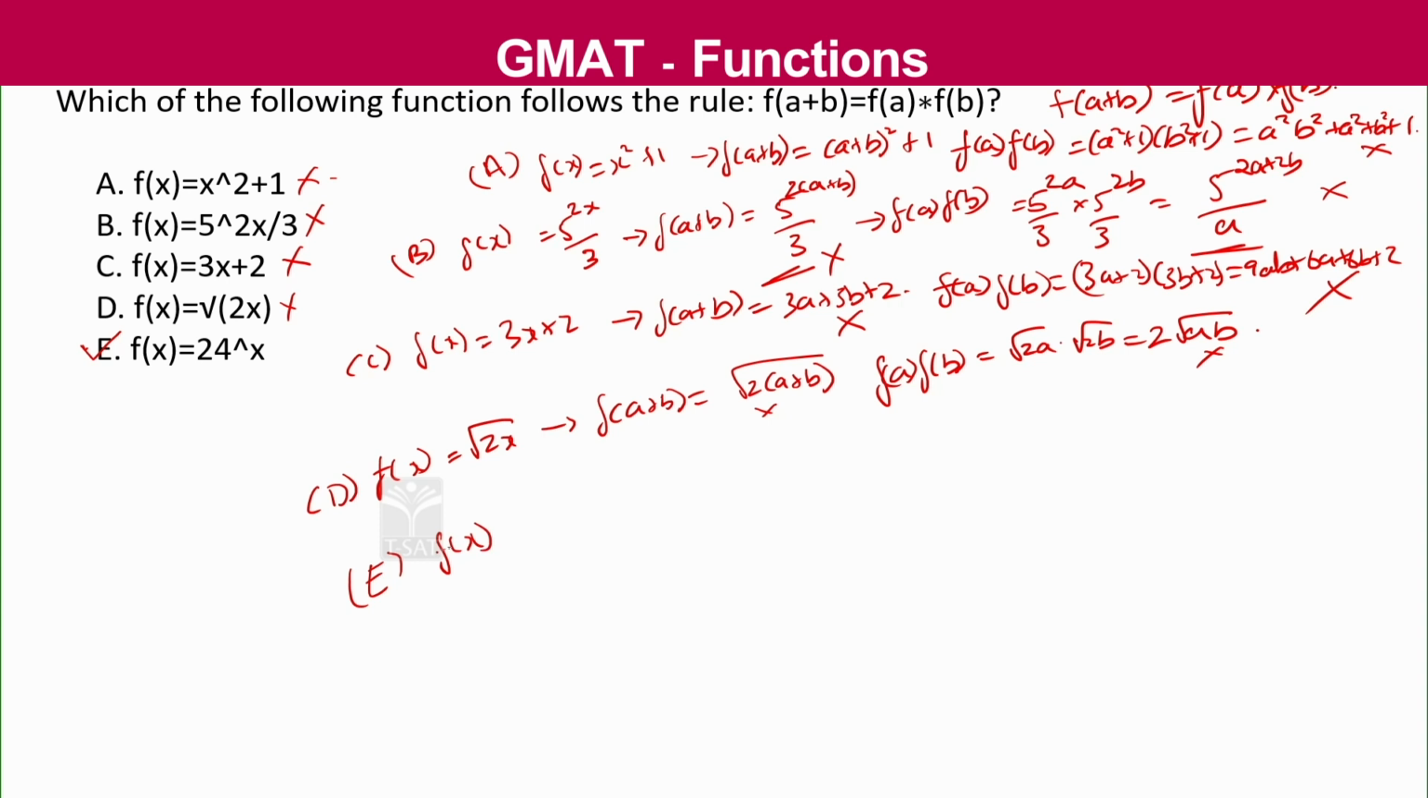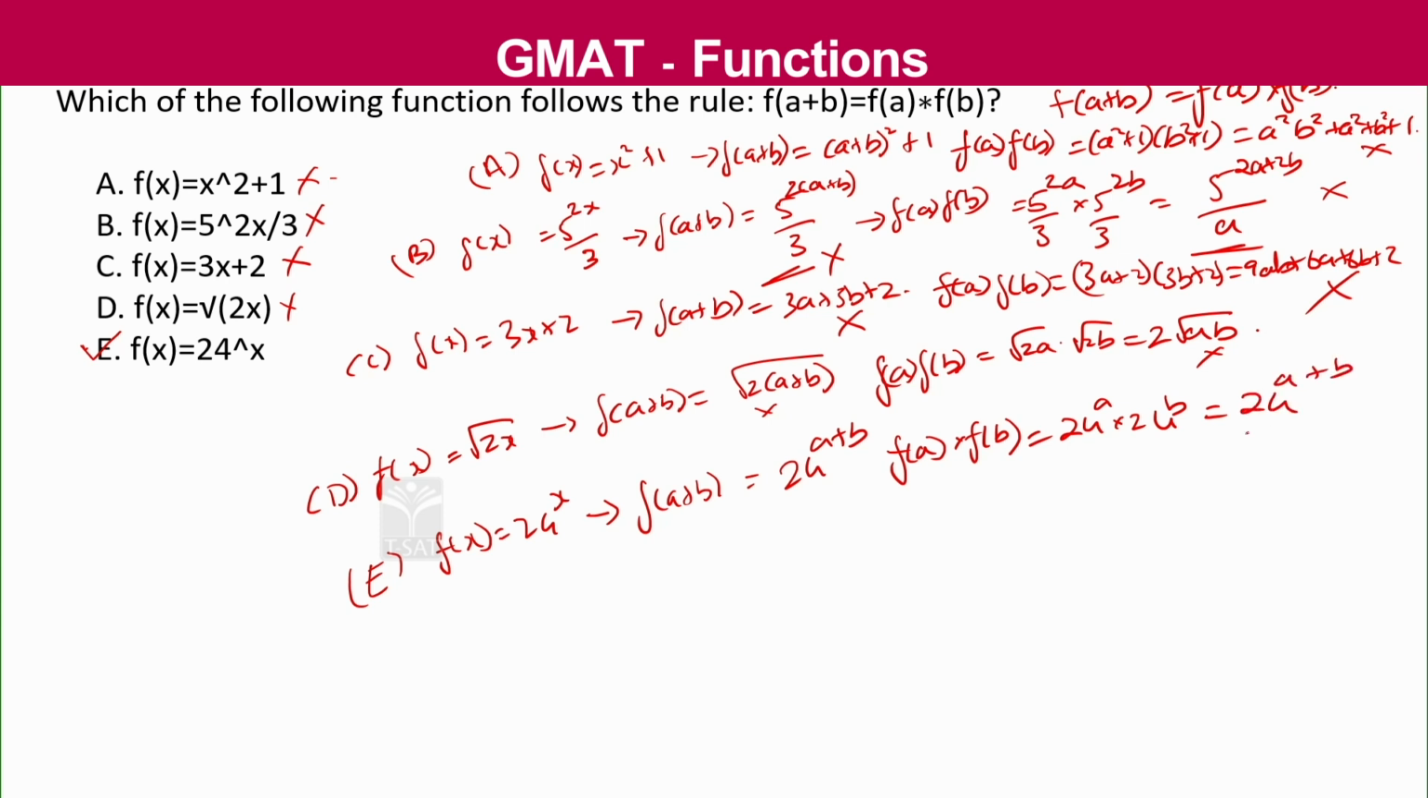Option E says f of x is equal to 24 to the power of x, which means that f of a plus b will be 24 to the power of a plus b, and f of a into f of b will be equal to 24 to the power of a into 24 to the power of b, which is equal to 24 to the power of a plus b through our exponents rule. Thus, this and this match. So, you can say the answer is definitely option E. Let's move to the next question now.